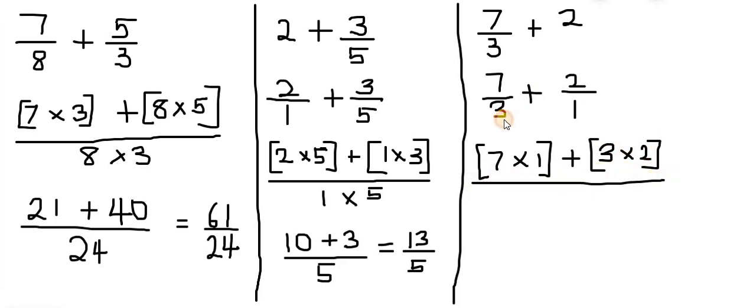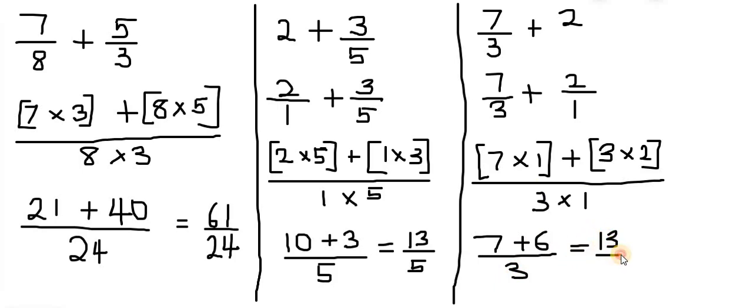And at the bottom, 3 times 1. So 7 times 1 is 7. 3 times 2 is 6. All over 3 times 1 being 3. Okay, that's 13 over 3. Another prime number at the top and bottom, so no common factors between those two. So that's our final answer. We can't simplify that any further. So just 13 over 3.